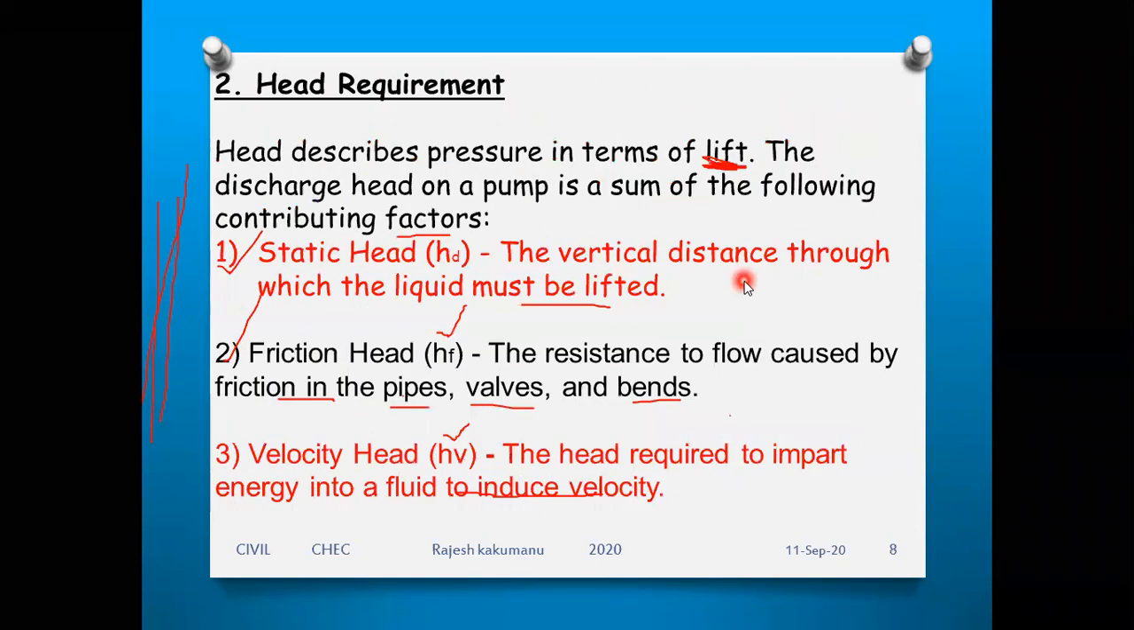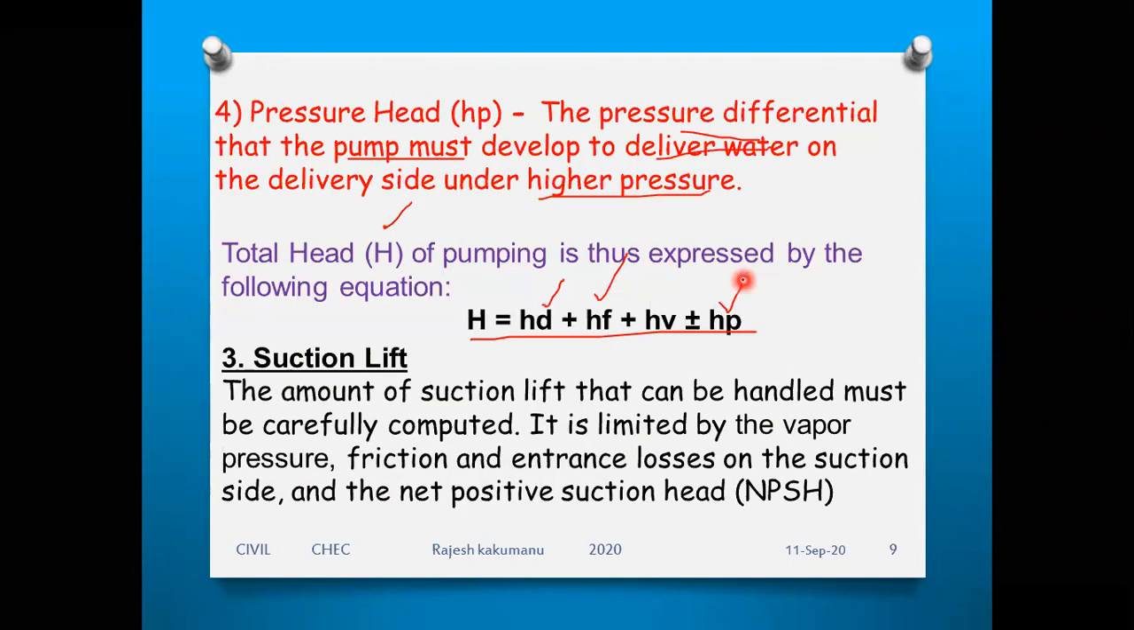The next thing is capacity and the head requirement, and the suction lift గురించి మాట్లాడుకుందాం. Now what's happening in the suction lift? The amount of suction lift that can be handled must be carefully calculated and analyzed. It is limited by the vapor pressure, friction, and entrance losses on the suction side and the net positive suction head. Okay, na?